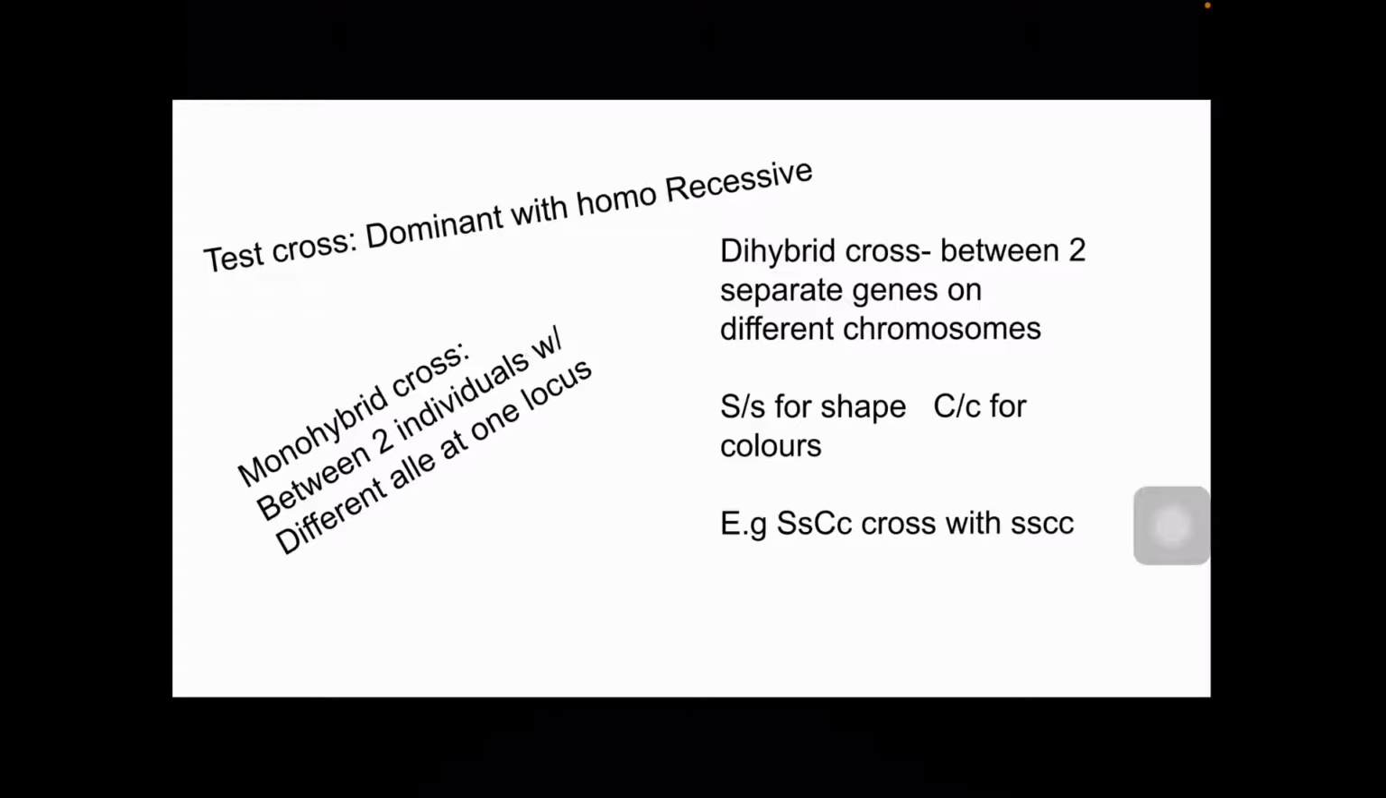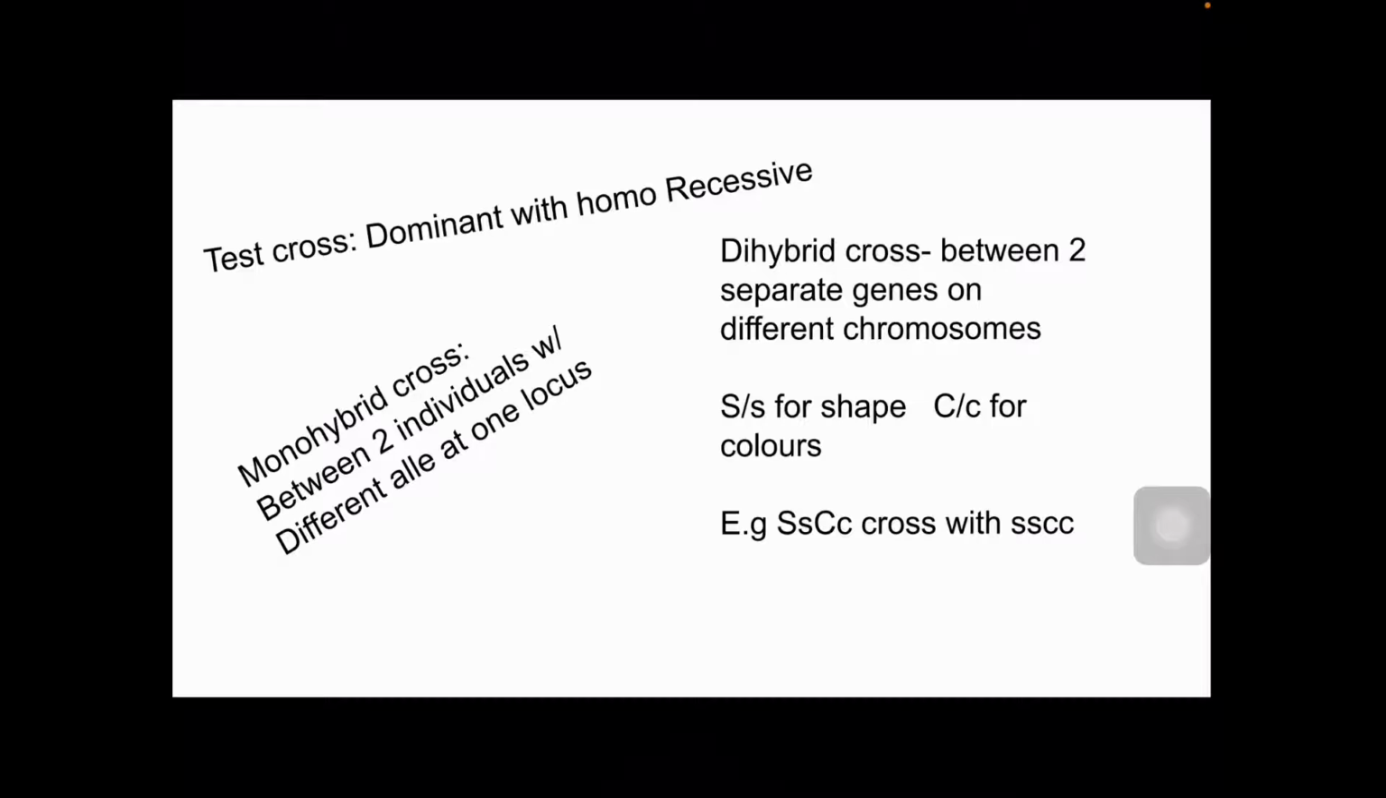Okay, moving on to monohybrid crosses, which are between two individuals with different alleles at one genetic locus of interest. A locus is the position at which a particular gene is found on a particular chromosome. And then moving on to dihybrid crosses, which deal with the inheritance of two separate genes on different chromosomes at once.